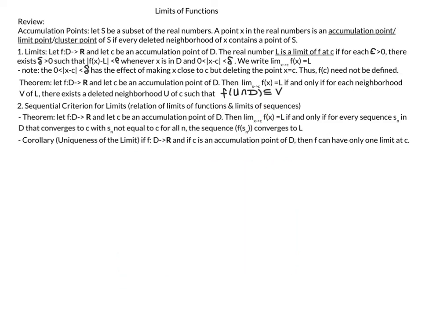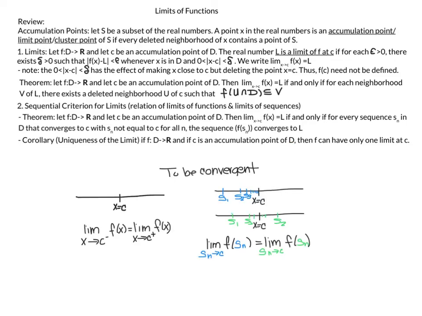Before we do some examples, there's a corollary and theorem we need to cover. The first corollary is uniqueness of the limit. So if f is a function from D to R and c is an accumulation point of D, then f can only have one limit at c. So, a little picture here.